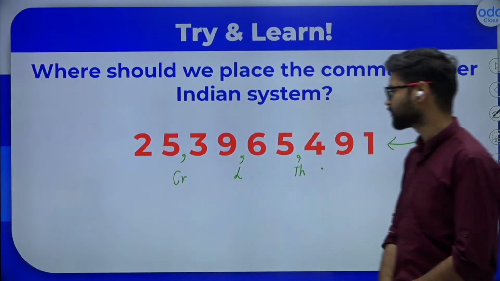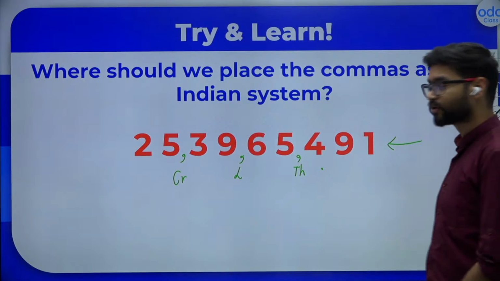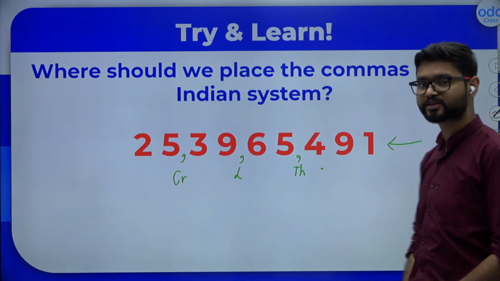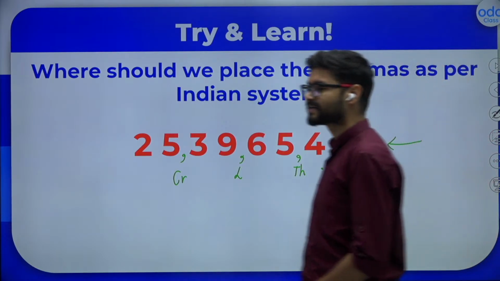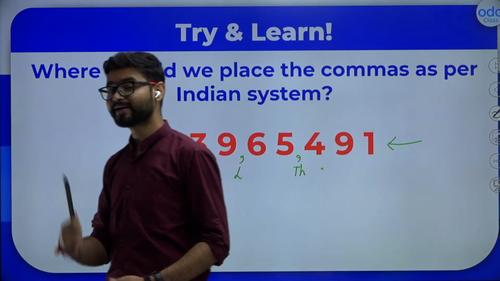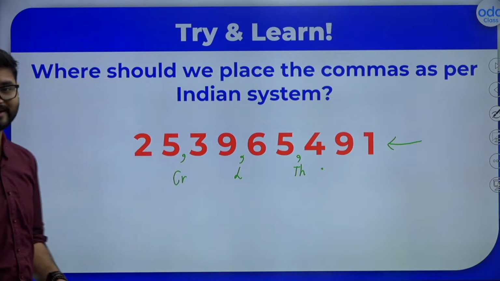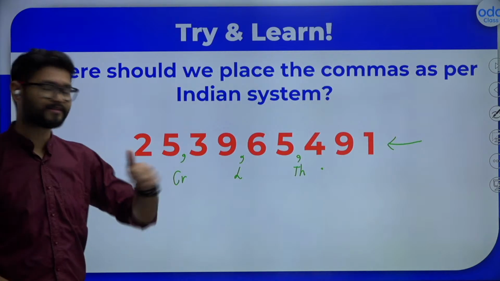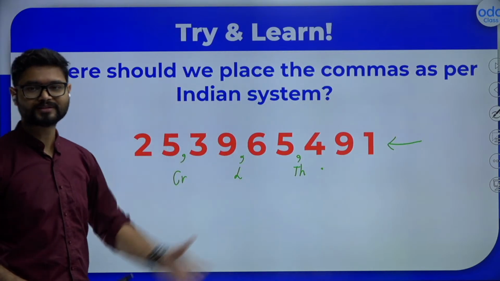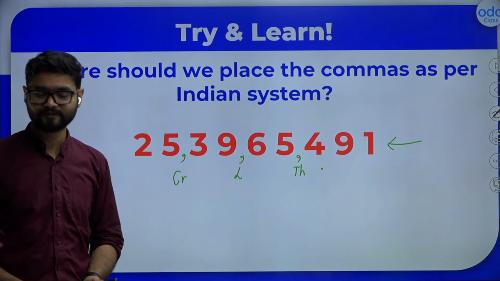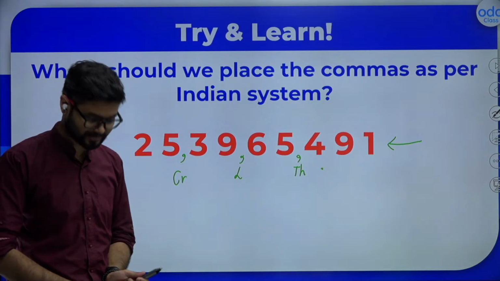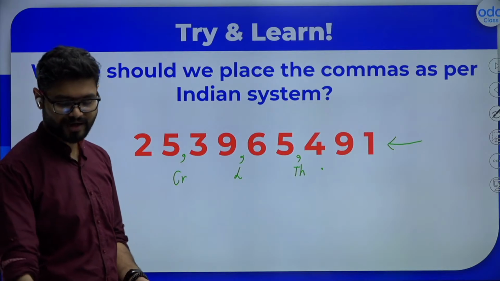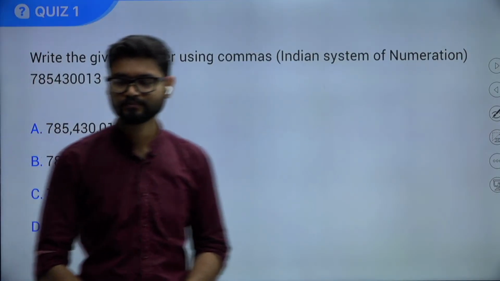Can you try reading the number? 25 crores 39 lakh 65,491. That is how we can read a number. That is how we can write a number. Understood? Give me some thumbs up in the chat box if you have understood where to place commas in the Indian system. If you guys have understood this, I am going to ask you a few questions now.